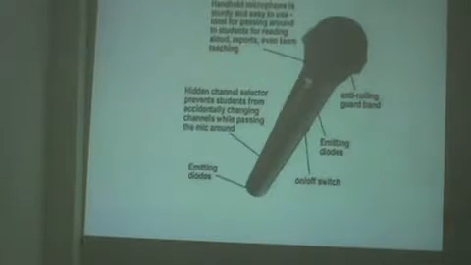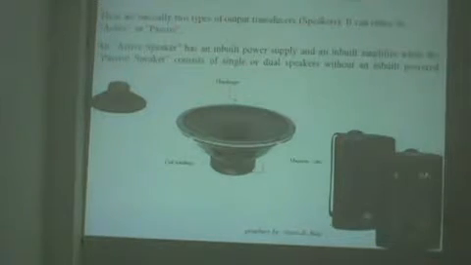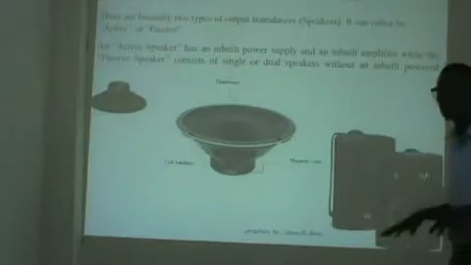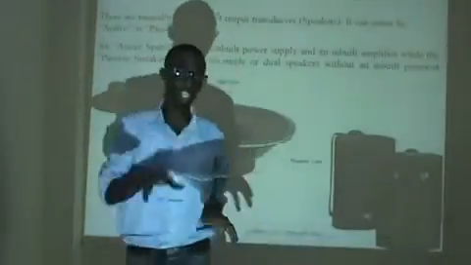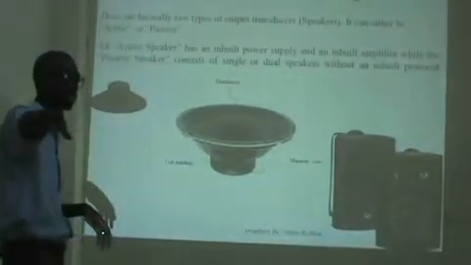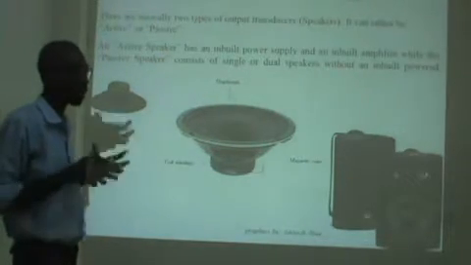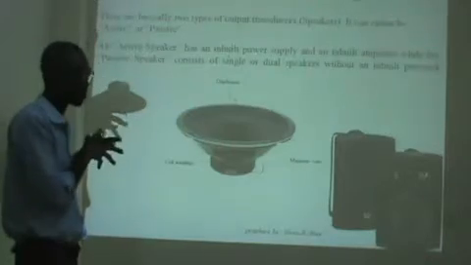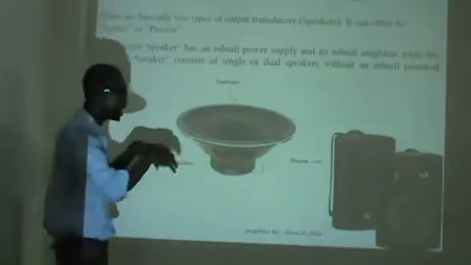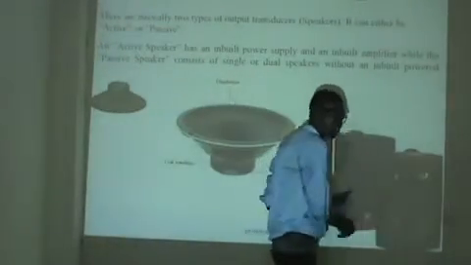This is a handheld dynamic mic, and these parts are for your consumption. You can see them better in your handout. The output transducers. Basically, there are two types of output transducers. Just like the monitors here are active. Active simply means the amplifier that will drive the speaker is built into the case of the speaker.